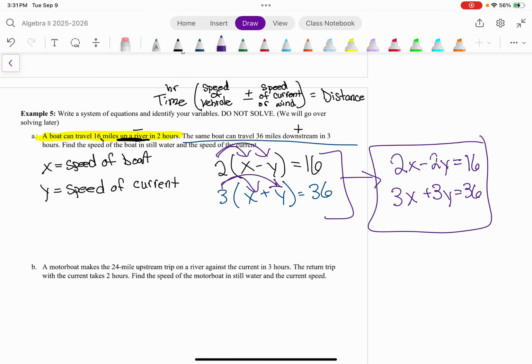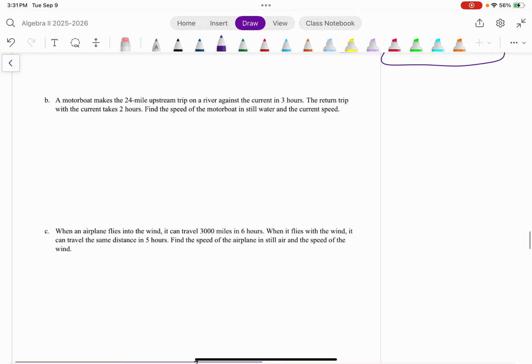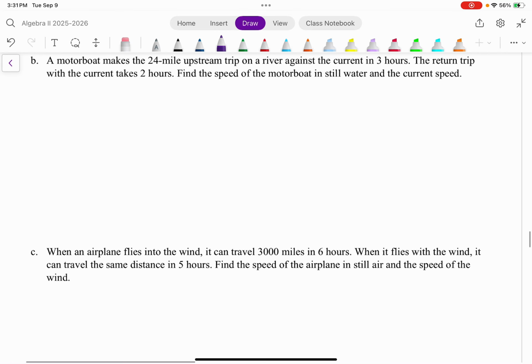All right. Our next example. So if you want to pause and try these last two on your own, you can, and then hit play to double check your answers.